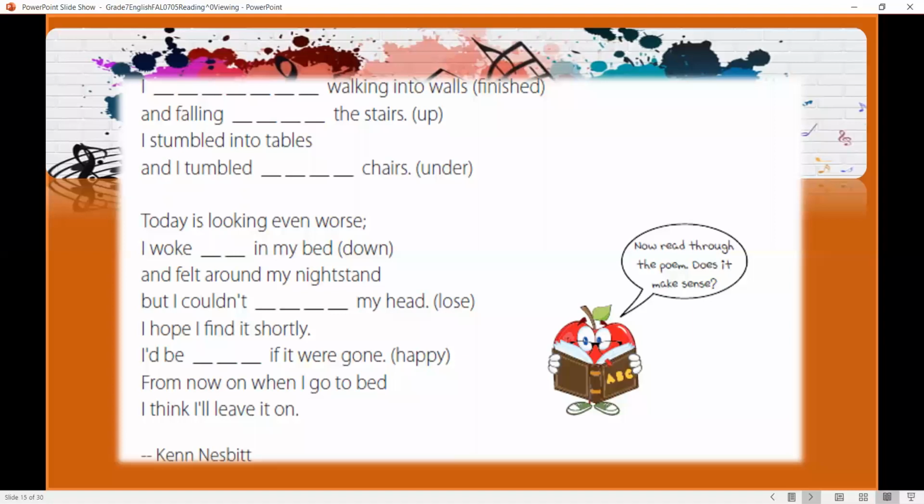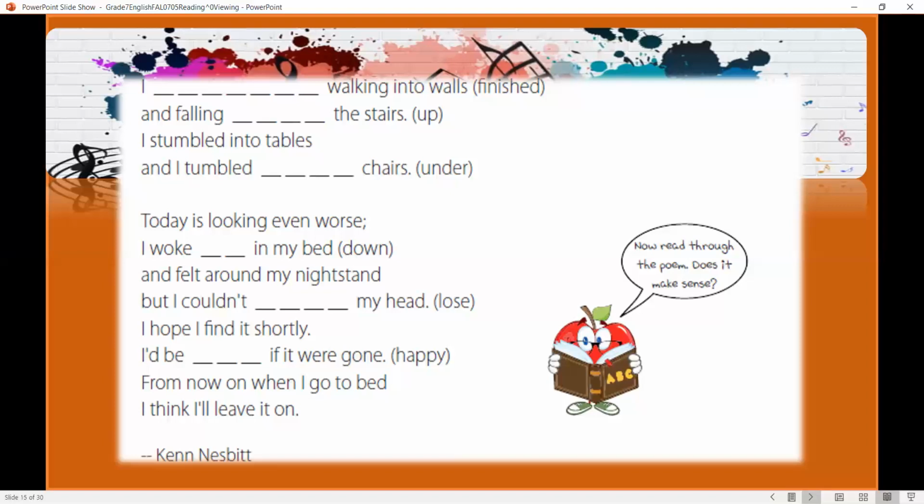Nice. I woke up in my bed and felt around my nightstand, but I couldn't something my head. What's the opposite of lose? Okay, so you lose something and then you find something, but I couldn't find my head. I hope I find it shortly. I'd be something if it were gone.